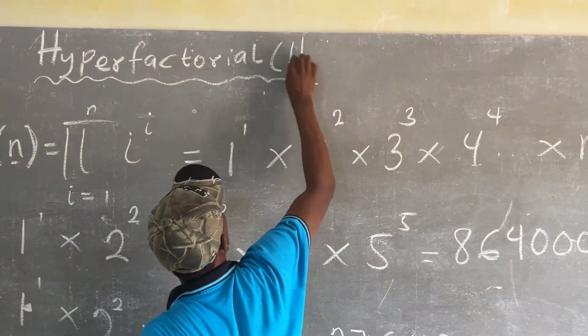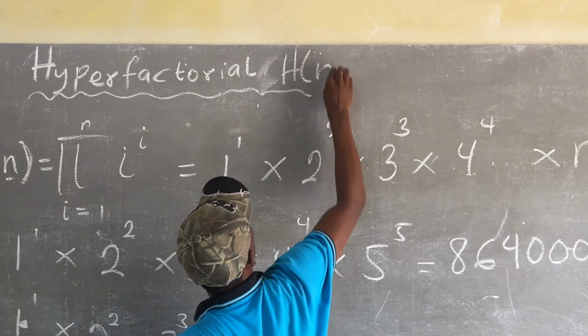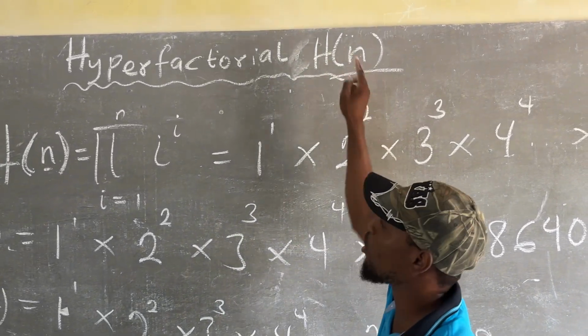It is denoted by capital H of n, this way, the hyperfactorial of n.